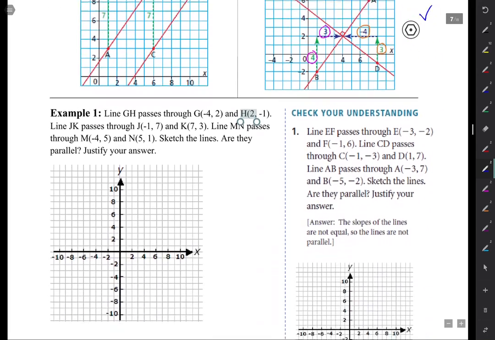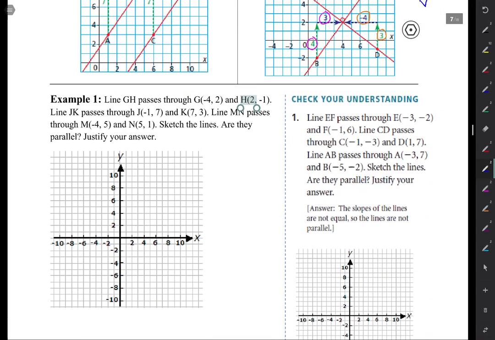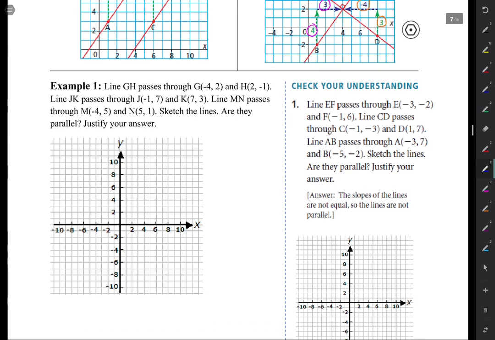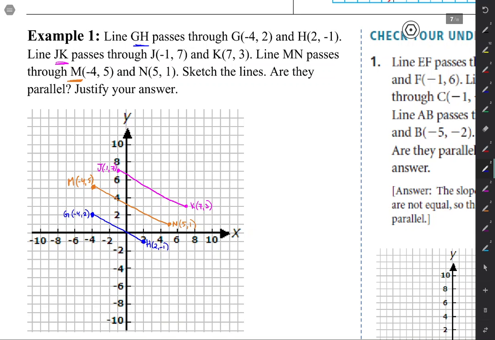So let's start with example 1. Line GH passes through G. Okay, so it lists a bunch of points and a bunch of lines. We need to sketch the lines and determine if they are parallel or not. So I'm going to graph all 3 of these lines here, and I'll cut back to after I have them graphed. All right, so I sketched all 3 of these lines, and now let's determine if they are parallel.